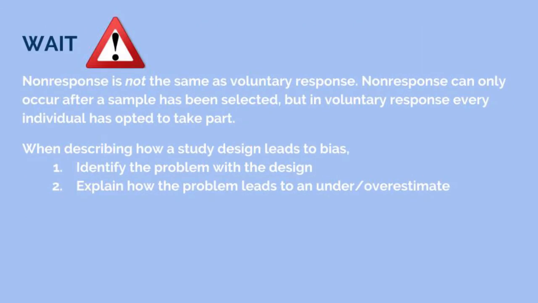One of the biggest misconceptions is that non-response is the same as voluntary sampling. It's not. Non-response only occurs after a sample has been selected, but in voluntary response, every individual has opted to take part in the sample. So the two aren't exactly able to happen at the same time. And if you're ever trying to figure out how a study design leads to bias, you need to identify the problem with the design and then explain how the problem leads to an under- or overestimate.